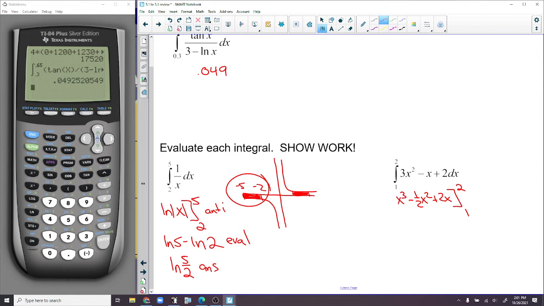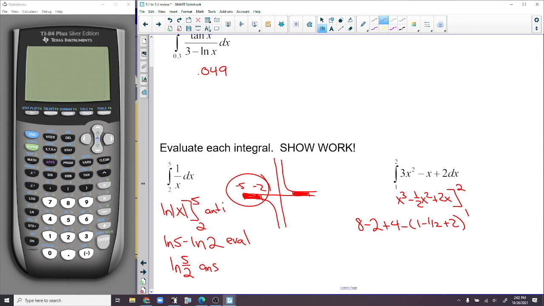So there's probably a point for doing the correct antiderivative. I think I got it right. Let me know if I don't. Plug in the values. So we got 8 minus, let's see, half of 4 is 2, plus 4. Plug in 2 minus, plug in 1. That's 1 minus 1/2 plus 2. So I would accept that. Show me some values when you plugged the top minus the bottom in. 4, 1. Yeah, that looks good.